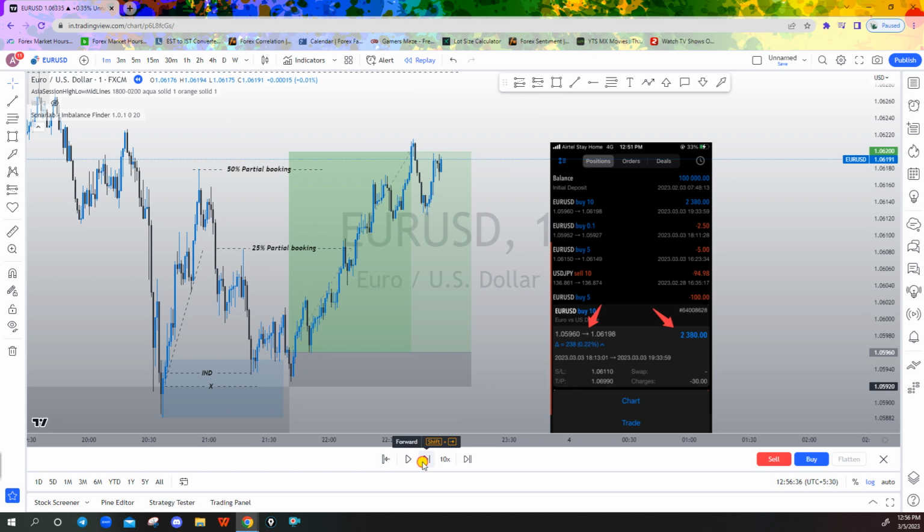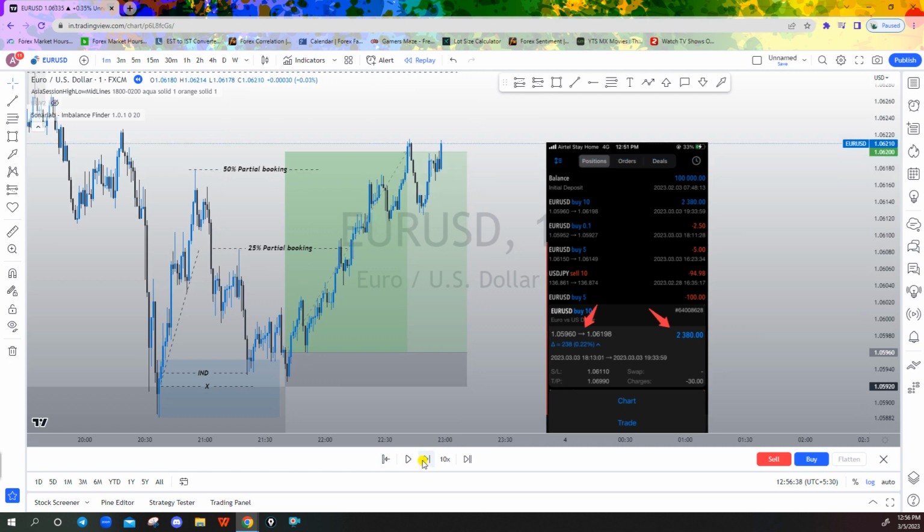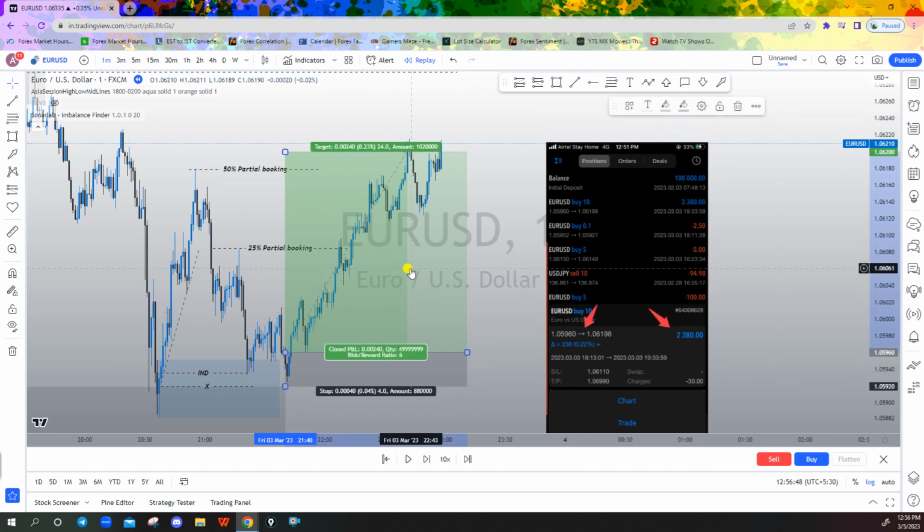So in order to avoid that risk, what I did was, when the price again came to this level, I was like, okay, I'll book my full profits. And I booked my profit over here, which is $2,380, and it was a 1:6 risk reward ratio, and no partials were booked, just a direct exit.